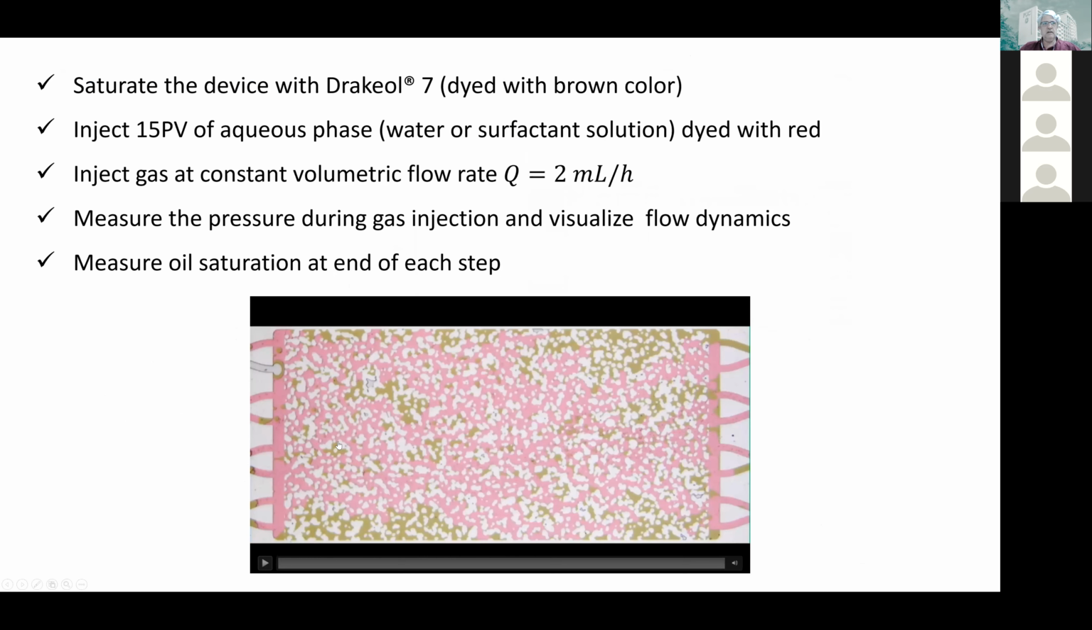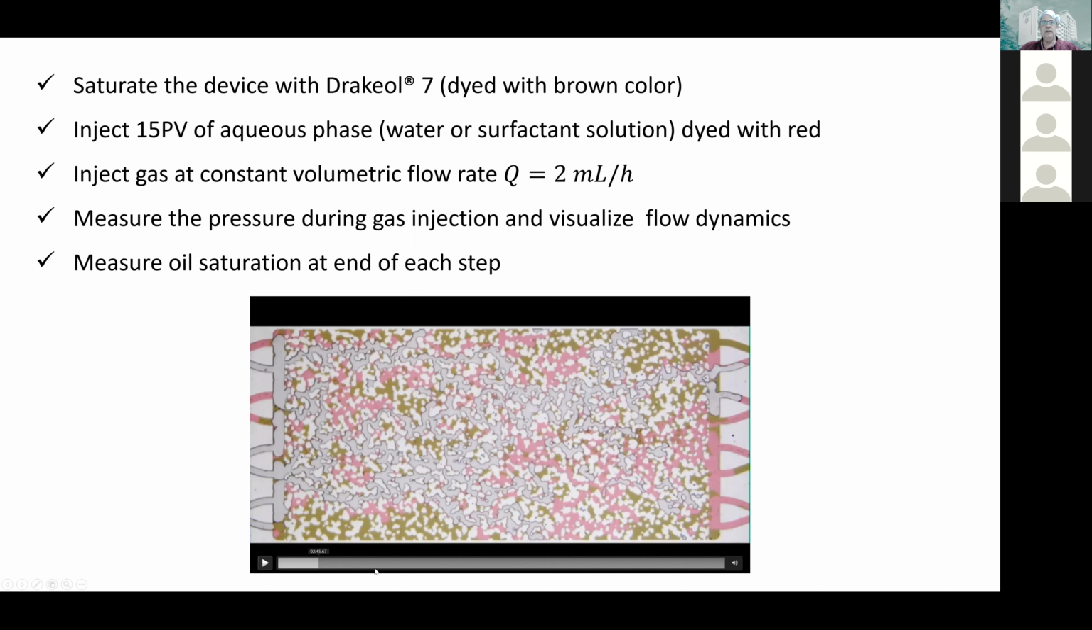It left some oil ganglia that was trapped. At this point of the experiment, we are injecting water and getting water out of the microfluidic device. So the oil is trapped, it is not moving anymore. So now we start injecting gas. I'll speed this up because this is a very long video. You can see that the gas is basically flowing through the water-containing pores because it's easier to flow through the water-containing pores. But as time goes by, this is a surfactant solution.